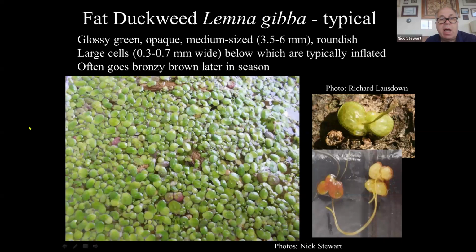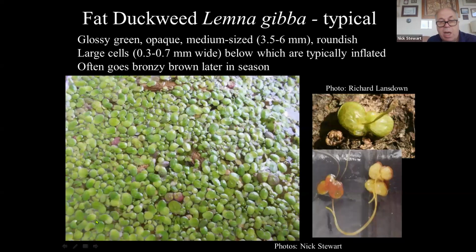Which leaves us with the two medium-sized ones. So we've got Lemna gibba and Lemna minor. And Lemna gibba, when it's typical, is very distinctive. It has these large cells on the underside of the leaf, which become inflated and fat. So rather than just a flat frond, you get a hemisphere with a flat top and an inflated rounded base. And when it's like that, that's very easy.